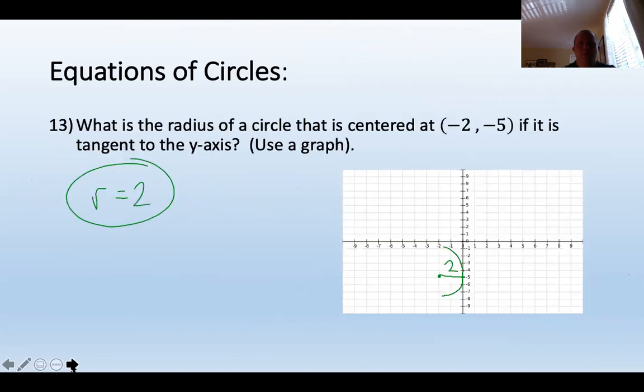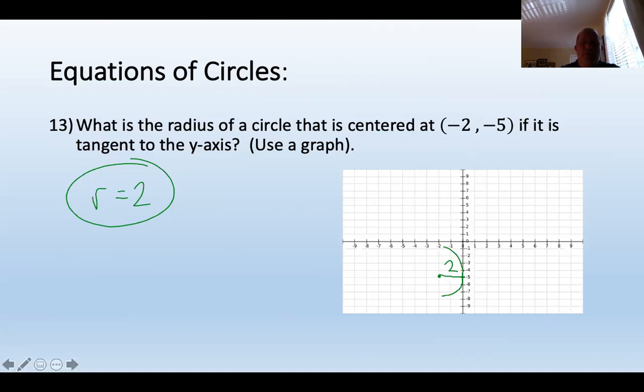Number 13, what is the radius of a circle that is centered at -2, -5 if it is tangent to the y-axis? So we are given that a circle is centered at -2, -5. So I went ahead and plotted -2, -5 right here. And what it means when it states that the circle is tangent to the y-axis is that the circle is intersecting the y-axis at one point.